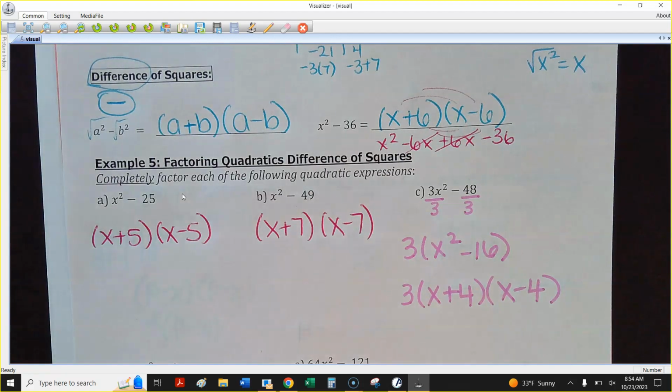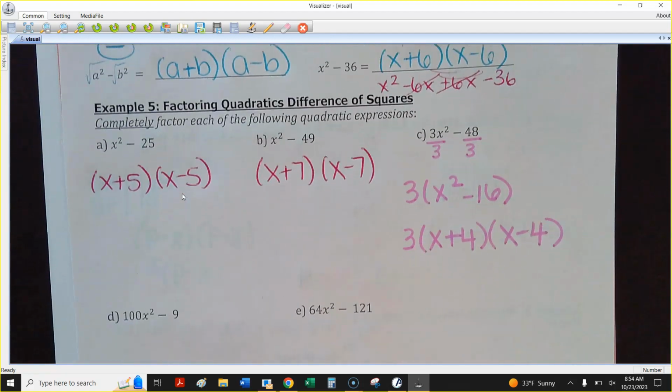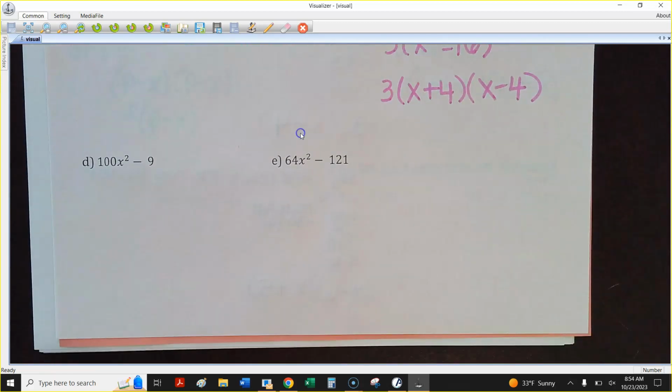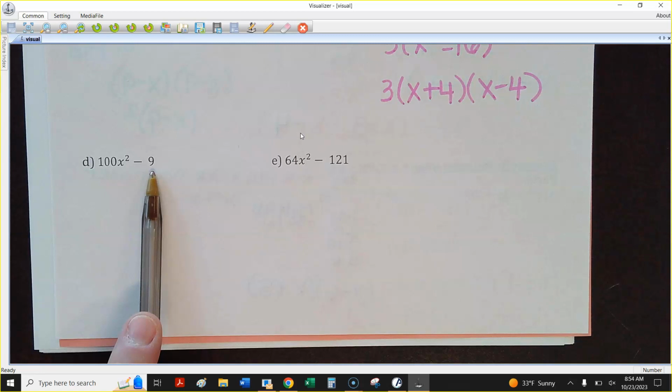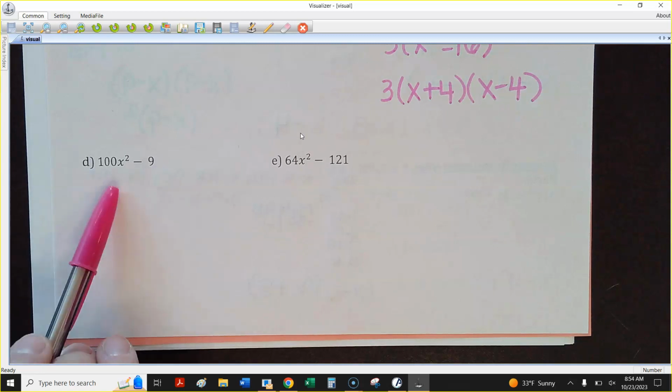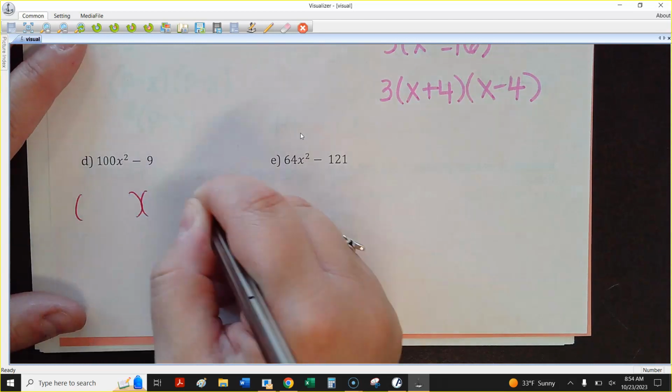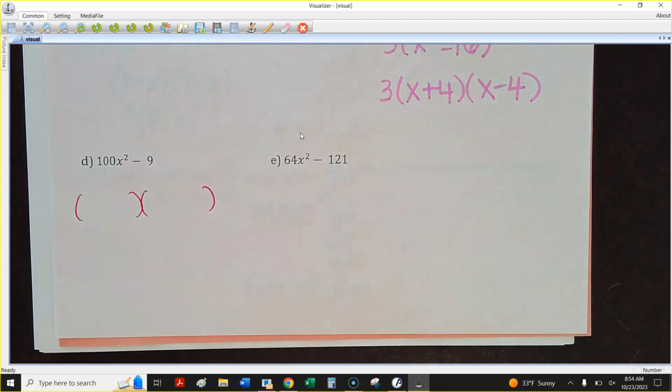All right, now the 2 at the bottom, we have not done any questions where we had a number in front of the x squared today. But I promise if you have a question like this, you should be able to factor it. Does anybody know the square root of 100? Do we know the square root of 9? What would the two little sets of parentheses be here, if you were following that difference of squares?